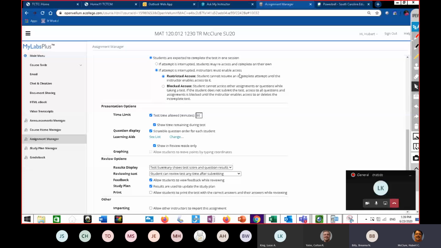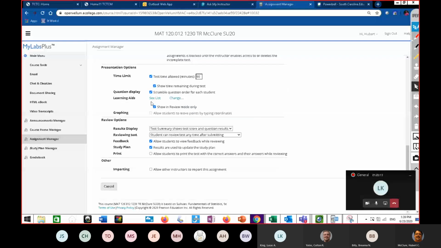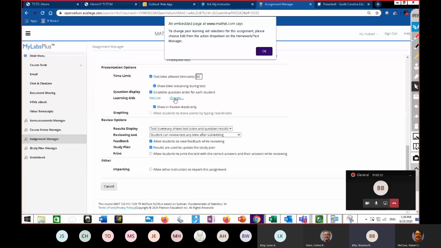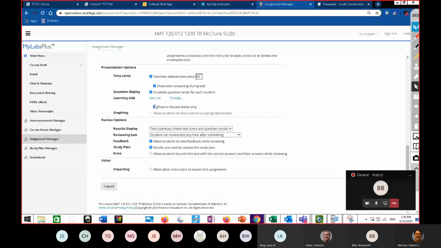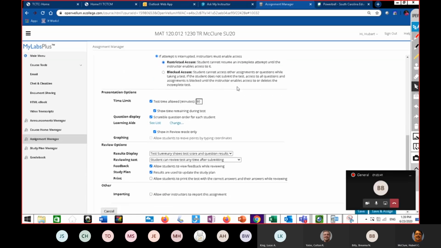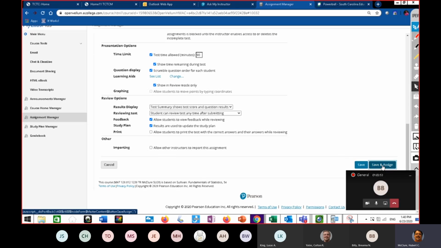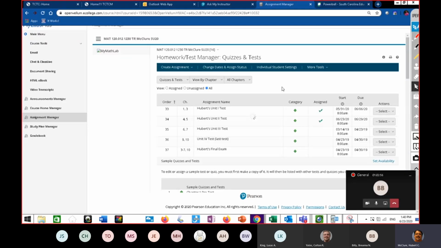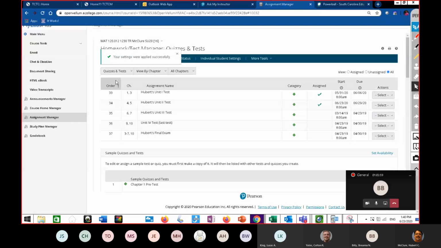Now, I told you that I would give y'all, let's see if I can do this. I don't know if I can do this or not. Change your learning aid state for this summit. Please edit actions drop down on the homework test. I'll have to see if I can do that. And save and assign. So now that means that the homework will shut off.